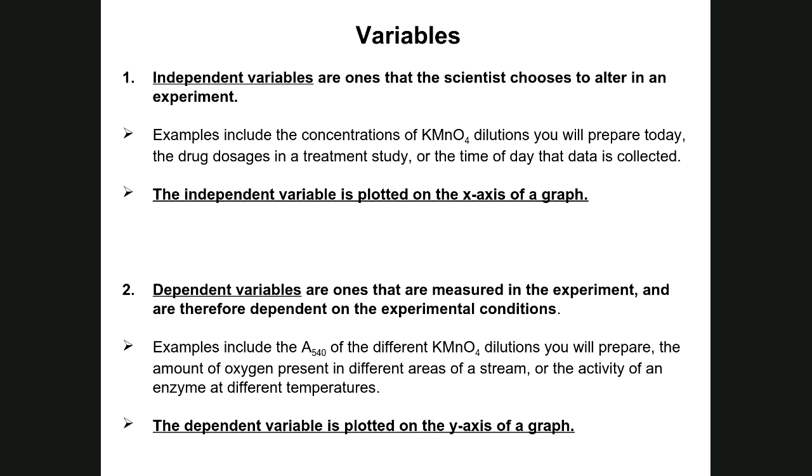So I'll let you read this. It talks about independent variables versus dependent variables. Independent variables are the ones you choose. Well, we're giving you what concentrations of potassium permanganate dilution samples you're going to set up. Those are your independent variables. So your x-axis, which represents the concentration of your potassium permanganate samples, that's your independent variable. The other variables are your absorbance values, A540.